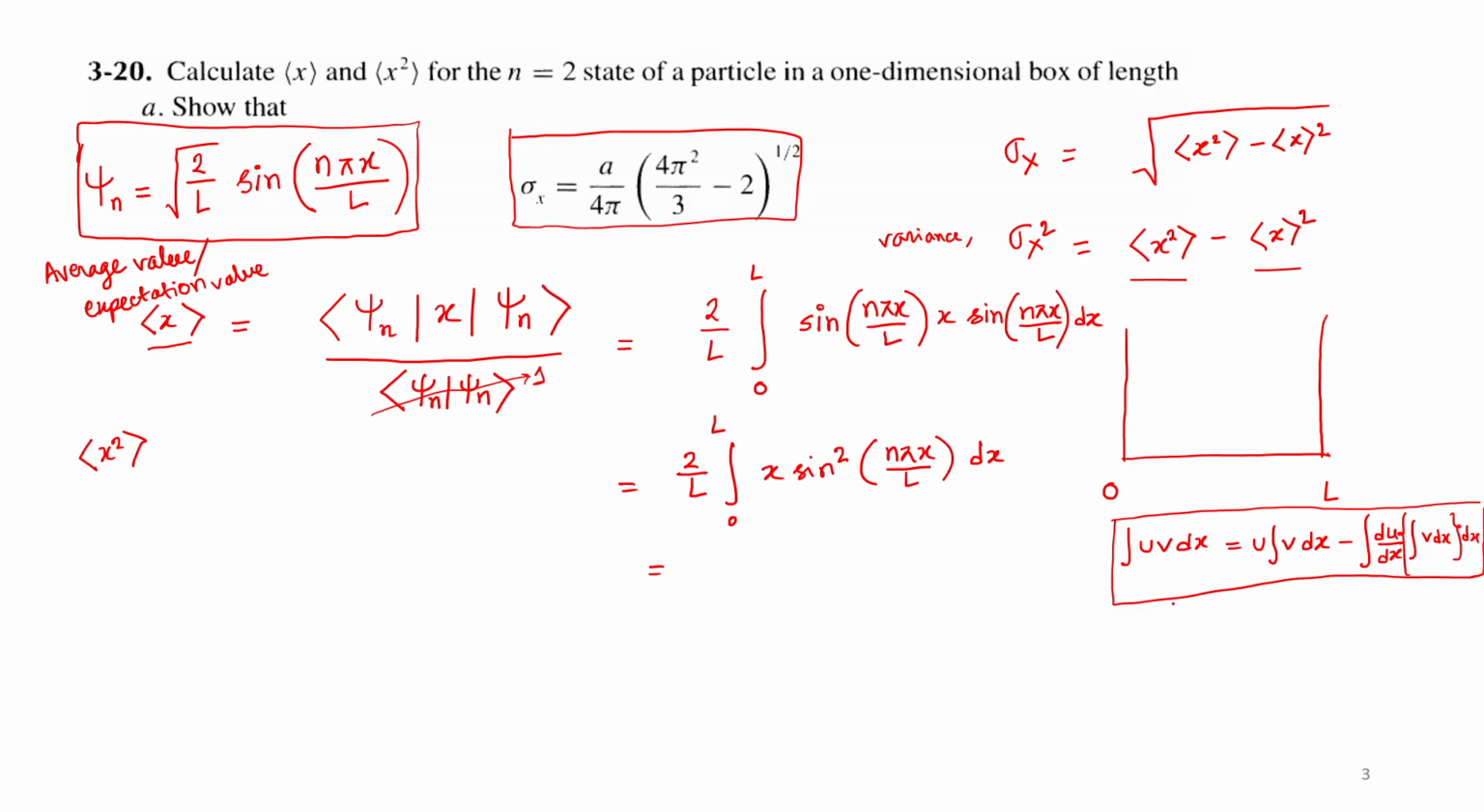So here I will take u as x and v as sine square n pi x by L, because I can see that there is a term du by dx. If I take sine square n pi x by L as u, then you will see that will lead to 2 sine n pi x by L and cos n pi x by L.